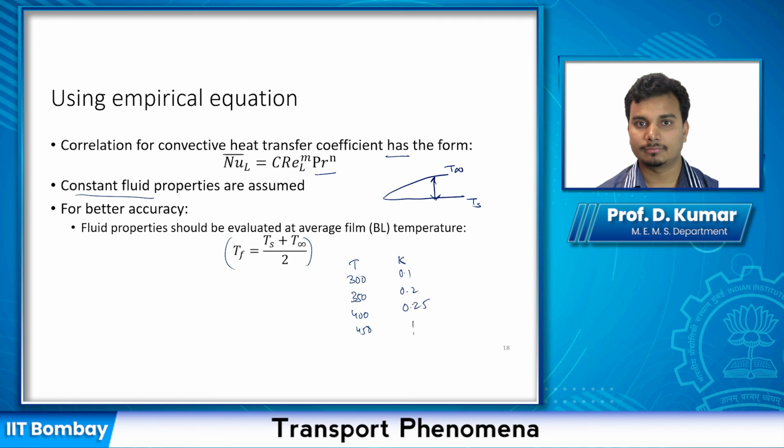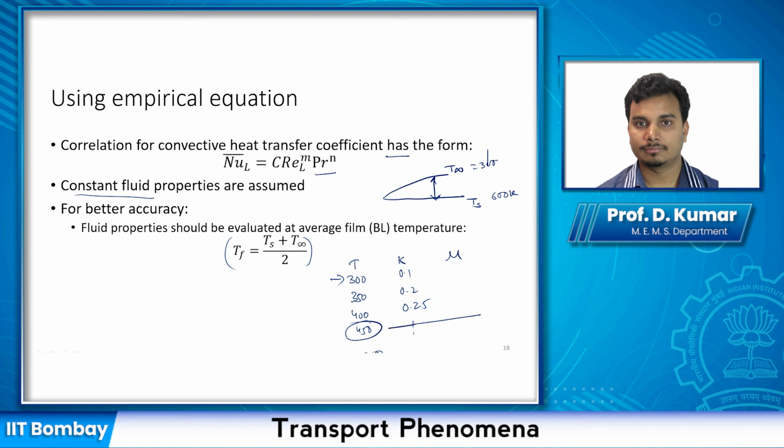For gases, the thermal conductivity increases with temperature. Again, viscosity will vary and so on. So for your given condition, if T infinity is 300 Kelvin and T surface is 600 Kelvin, you should not take the properties at either 300 or 600. You should rather take them at an average, 300 plus 600 by 2. So T_f will be 450 Kelvin, and at that temperature you should take all the thermophysical properties.